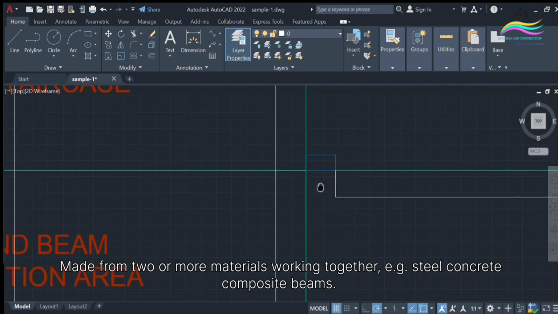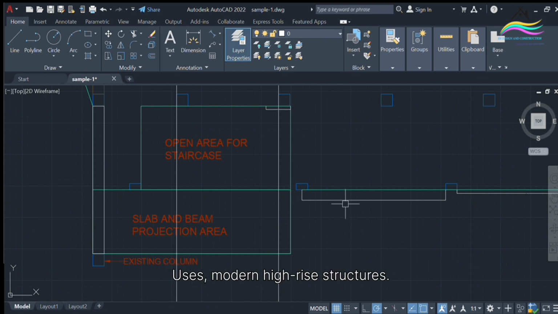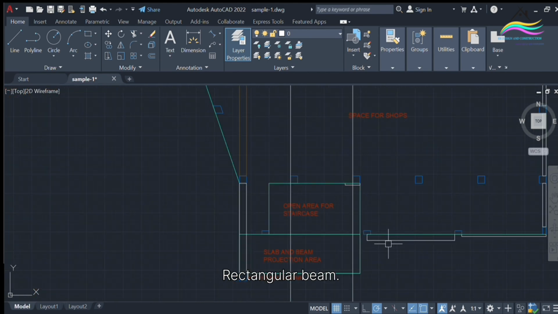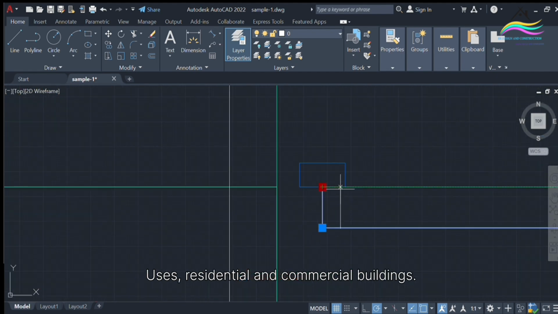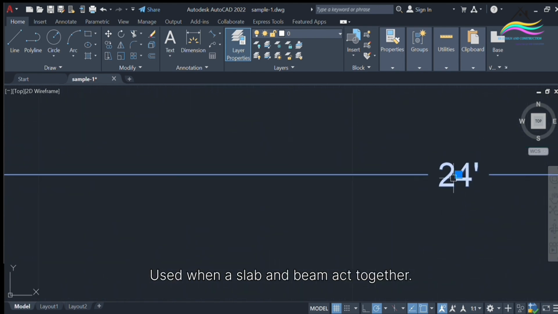Composite beam. Made from two or more materials working together, e.g., steel-concrete composite beams. Uses, modern high-rise structures. 3. Based on cross-section. Rectangular beam. Common in RCC constructions. Uses, residential and commercial buildings. T-beam, T-shaped. Used when a slab and beam act together.